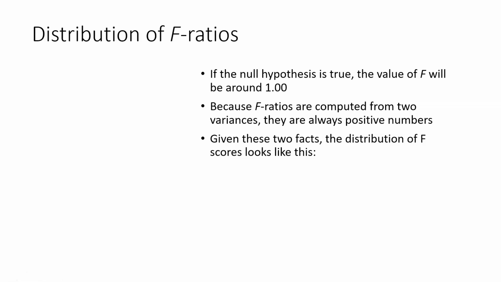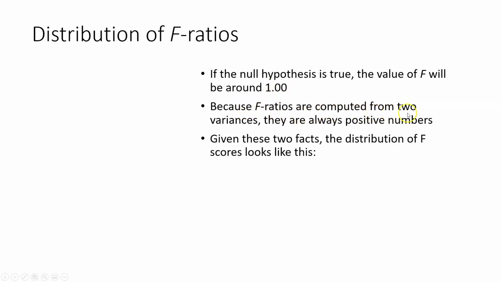Now, the distribution of F ratios takes a particular form. It's a form that's unlike the T statistic distribution or the Z statistic distribution. That was a normal curve. Instead, if the null hypothesis is true in the ANOVA situation, then the value of your F statistic will be around 1. Remember, I demonstrated that before, because you've got no treatment plus error divided by error, so it should be something near 1.